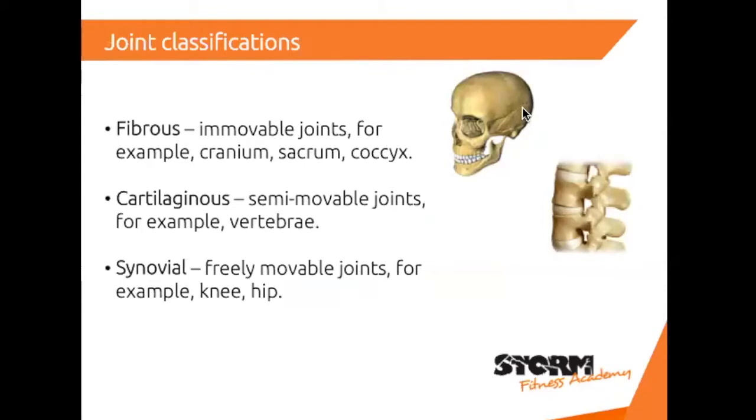And then we've got synovial joints. These are, I guess, the ones that we talk about the most, really, because they're the freely movable joints. Knees, hips, shoulders. And they're called synovial joints because they contain synovial fluid. They're the most freely movable, which means they're also the most prone to injury.